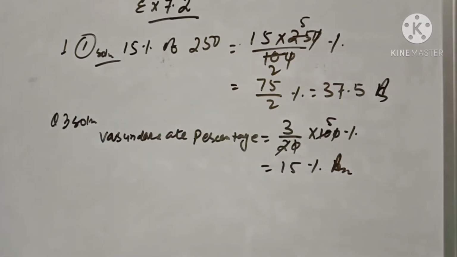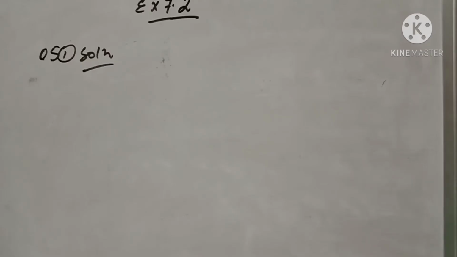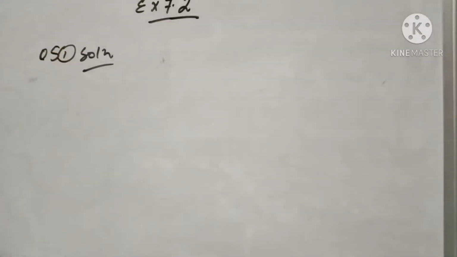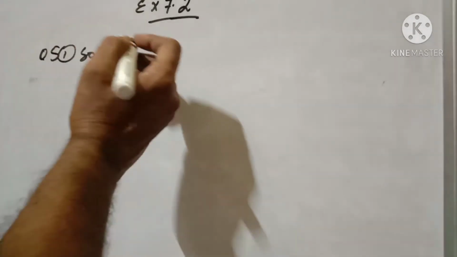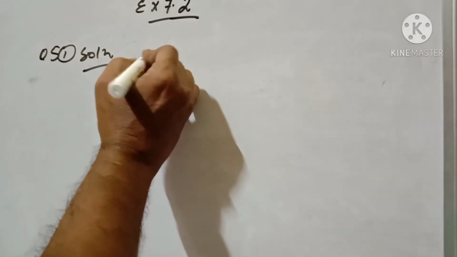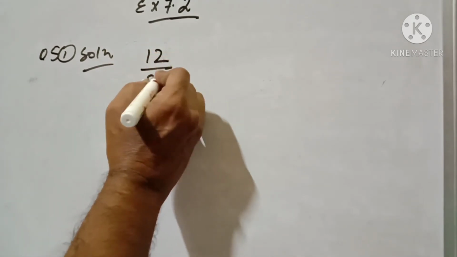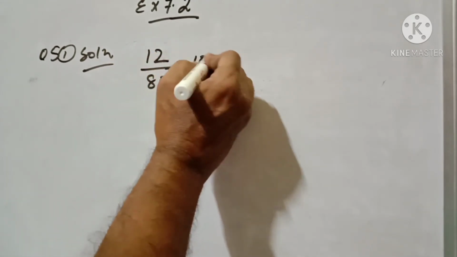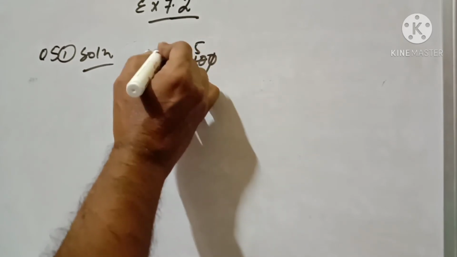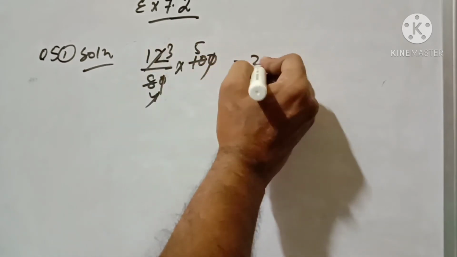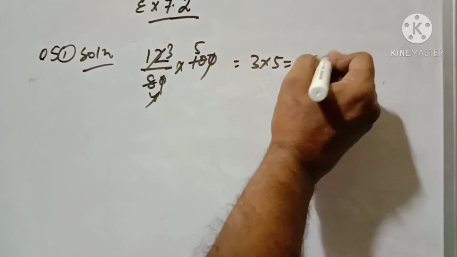Write down. Now question number 5 first. I am solving 5 first. It is given, what percent is 12 of 80? 12 of 80. So we can write 12 by 80 into 100. This 0 gone. This is 5. This will be 4. This is 3. So 3 into 5, that is 15%. Write down.